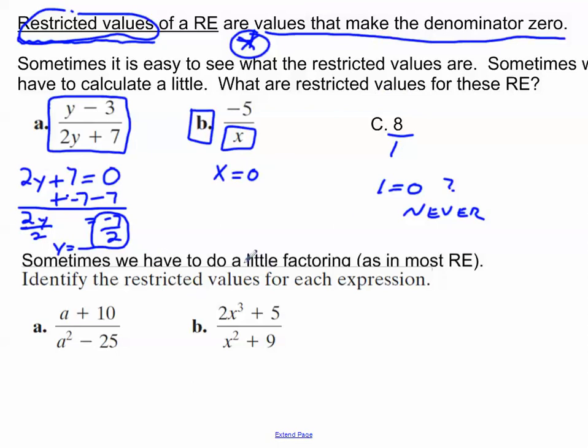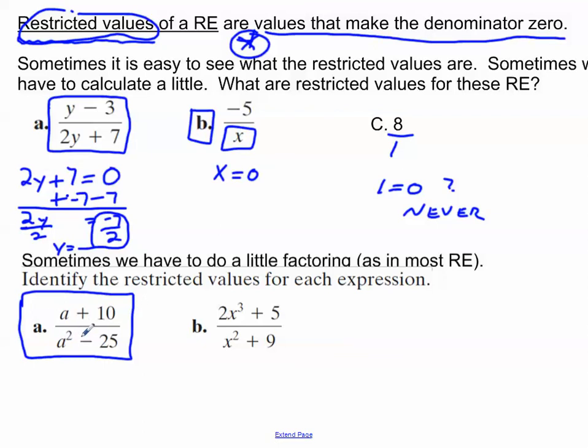Sometimes, just like in chapter 5, we've got to do a little factoring. Probably in a lot of them, we've got to do factoring. So basically what we're going to do is find restricted values for these expressions down here. Again, we've got rational expressions down here. Here's my a. If a is a plus 10 over a squared minus 25, this is question A.